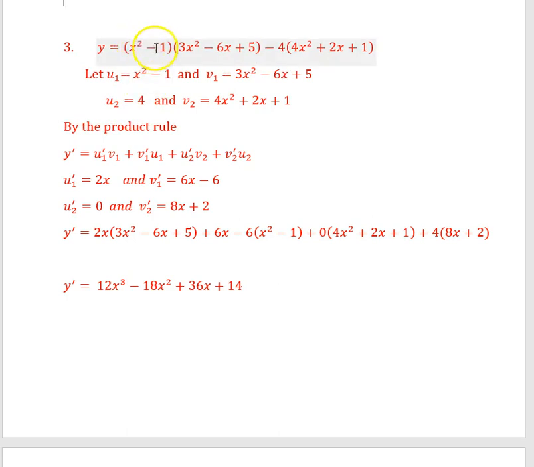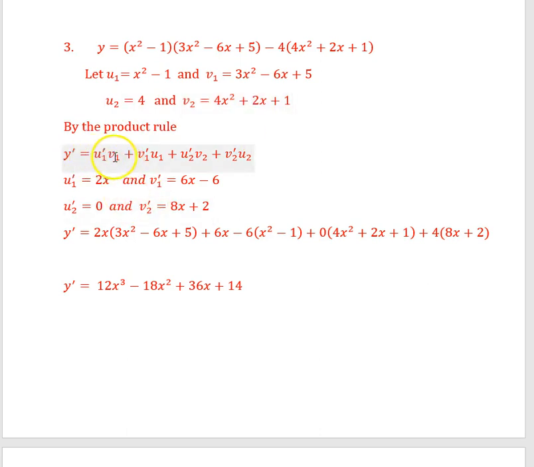So I call this U1, I call this V1, I call this my U2, you don't need to take the negative, and I call this my V2, that's it there. And so I differentiate by the product rule the first two brackets, and I will take the second two expressions also as a product rule. Let's do the first one.